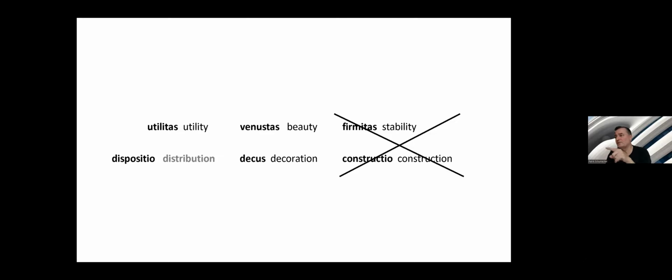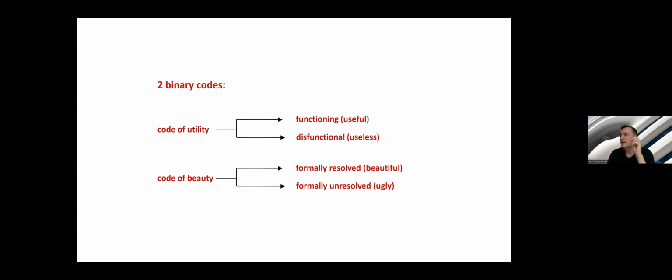So we're left with utility and beauty on the one hand, and distribution and decoration on the other hand. And when it comes to the values, utility and beauty, I think they're both necessary, important and still operative in architecture. So the functioning or dysfunctionality of spaces, but now with respect to social functionality, that's what we're discussing as architects. Engineers will be discussing technical functionality, and the code of beauty is whether these things are formally resolved or formally unresolved, and we need to understand what that means.